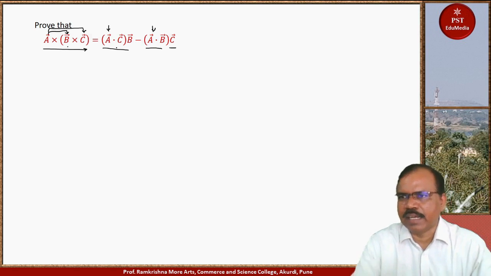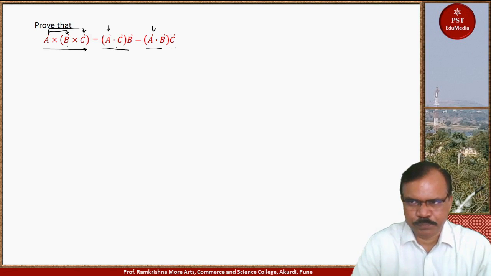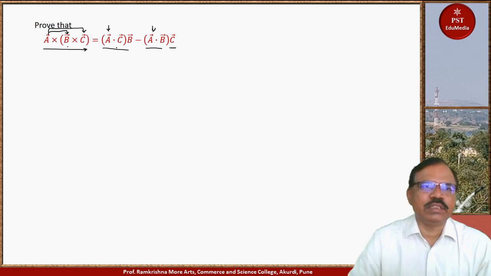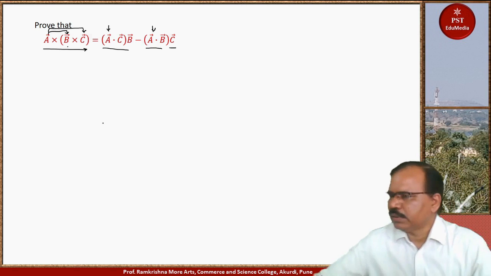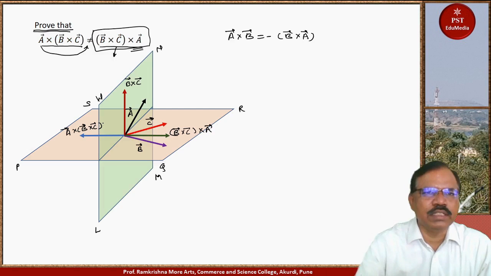So this is a vector identity. We have to prove this. Prove that A cross B cross C will be equal to A dot C multiplied by B minus A dot B multiplied by C. How can we prove? Just we have seen, already we have seen here.